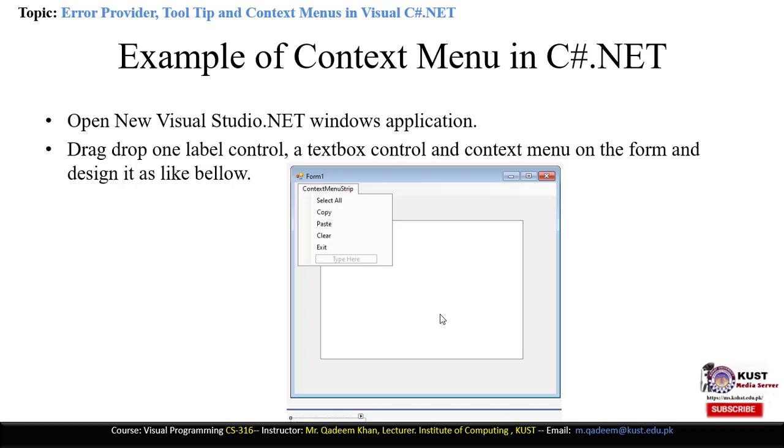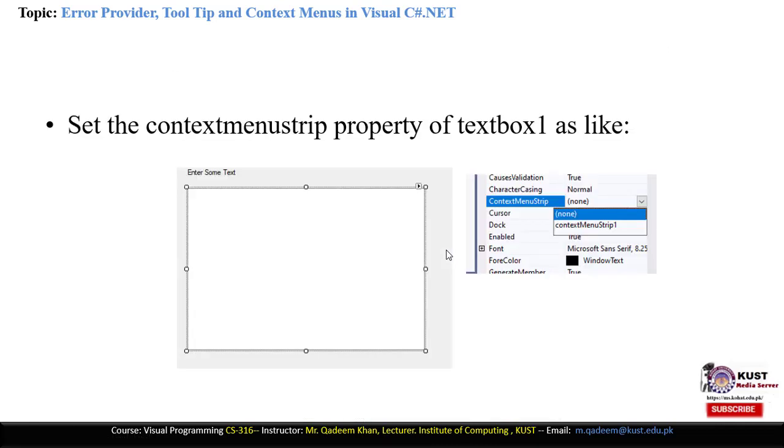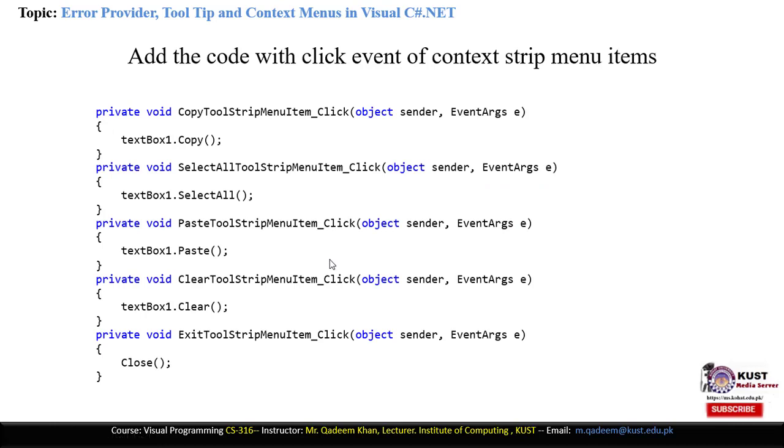Here, for example, we have a multi-line text box and a label control, and then we will also drag and drop a context menu control. When we drag and drop the context menu control, it will appear here. Just click here and type the options which will appear when the right click is performed on this control. So this is the example that we are going to develop. For this purpose, you will associate the context menu with the multi-line text box here, so it will be associated with context menu strip 1, and then you can perform the coding.